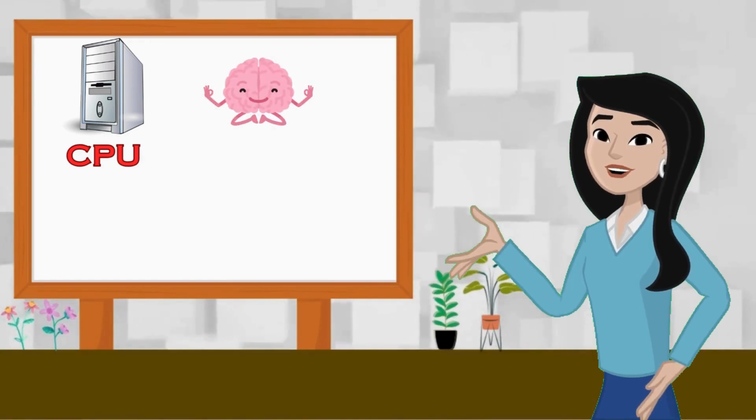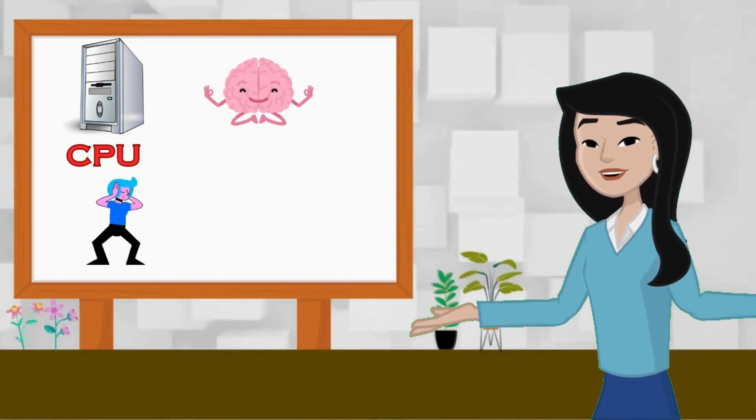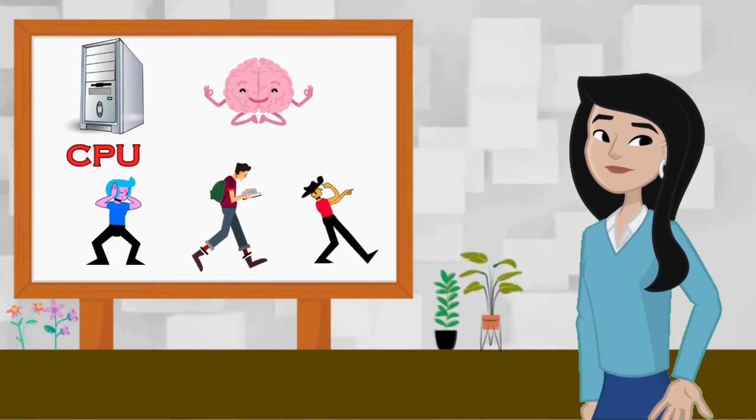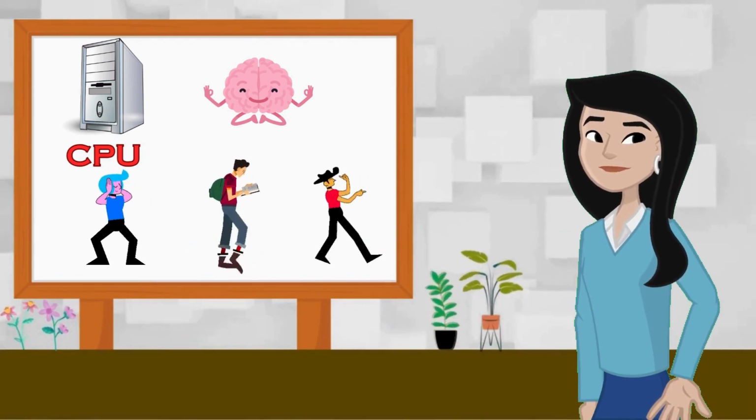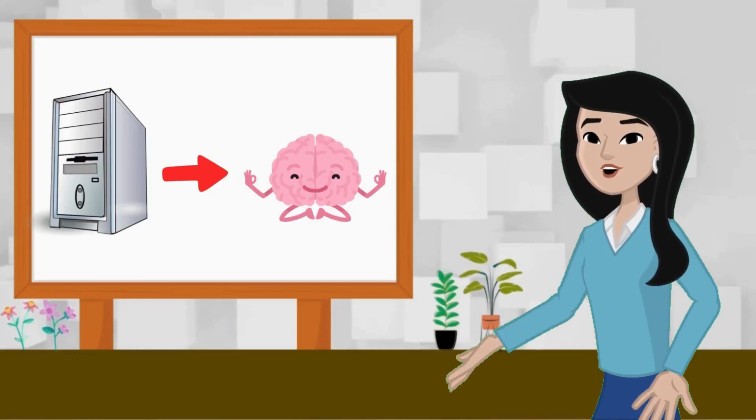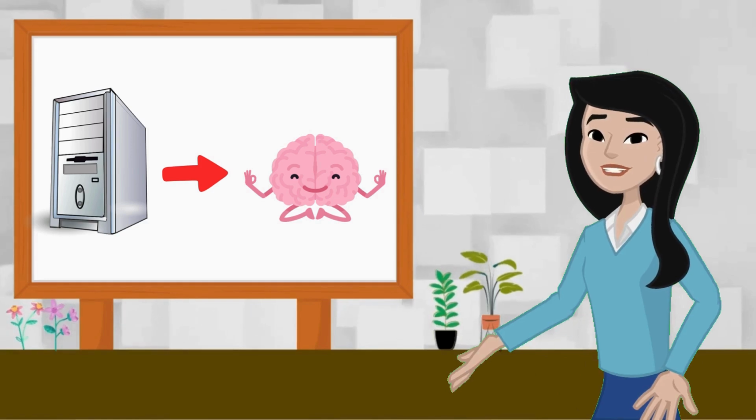And Barney, this is the CPU. Just like your brain tells your body how to move, how to walk and dance, same way CPU tells all other parts of computer system how to work. That's why it is called the brain of computer.